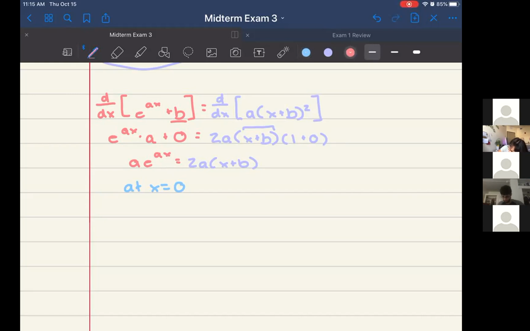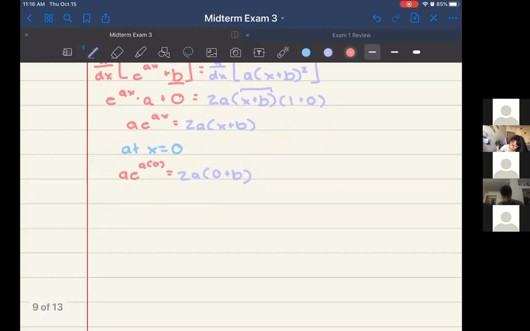All right. And then at this point, we want to plug in x equals 0. So at x equals 0, once you found the derivative of everything, you plug in x equals 0 just to be able to find the constants. So we have a times e to the a times 0 is equal to 2a times 0 plus b. And we know that a times 0 is 0, e to the 0 is 1. So on the left, we're just going to have a. And then on the right, we'll have 2ab.